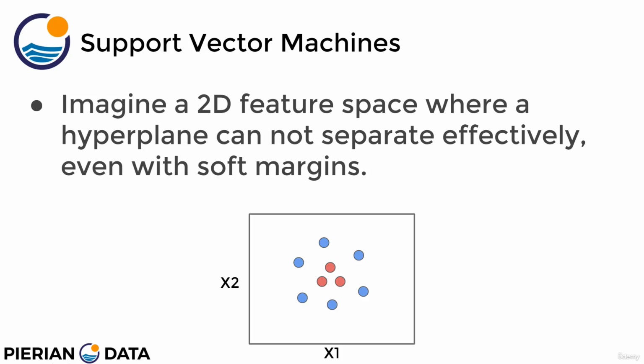We can imagine a 2-dimensional feature space with features x1 and x2, where again, there is no hyperplane that can actually separate this effectively, even if we incorporate soft margins. Notice one of the class points is centered and the other class points are surrounding it. So what can we do?